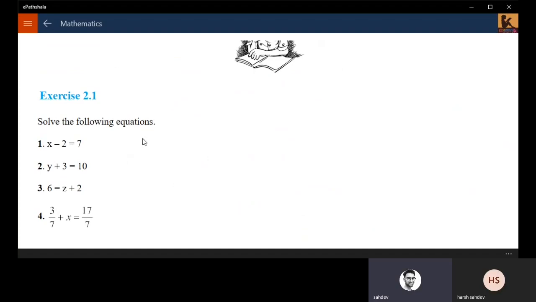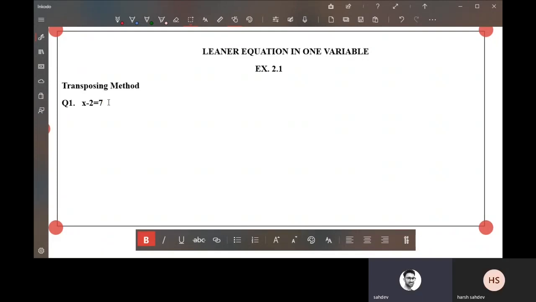These are the questions. Solve the following equations, and the first equation is x minus 2 equals to 7. Let's solve this. We have to solve this by the transposing method. x minus 2 equals to 7. First step will be transposing to RHS. We have to transpose this 2 to RHS.